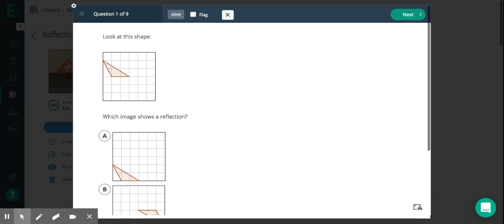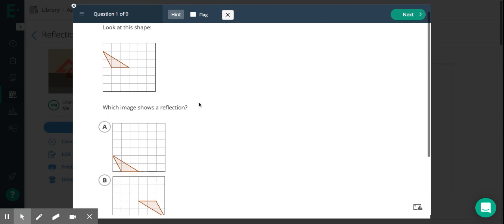All right, so now we're going to go over the Edulastic practice on reflections. So this is the first question that you got on that practice page. It says, look at the shape and which image shows a reflection. So remember, the definition of a reflection is that your image is flipped. So the size is the same, the shape is the same. You're just flipping or turning your image over through the line of reflection.